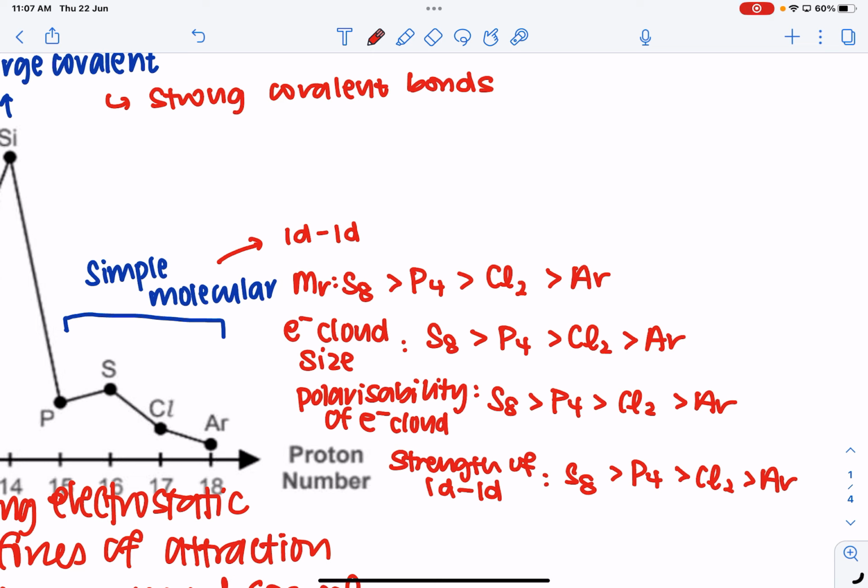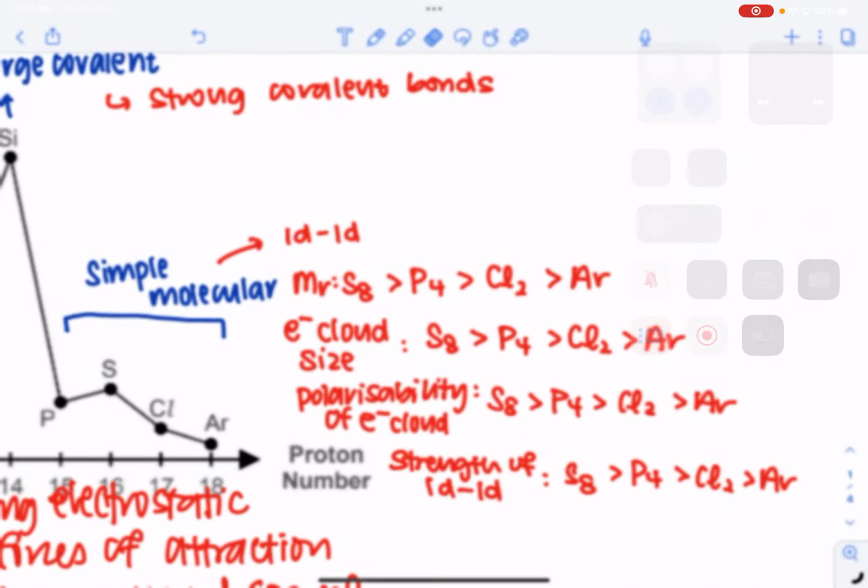Why? Because if they give you the graph here, you can just copy accordingly. But if you want to take note, yes, phosphorus is P4, sulfur is S8, chlorine is Cl2, and then argon is just by itself, if you really want to remember. So this one is talking about the extent of your ID forces.